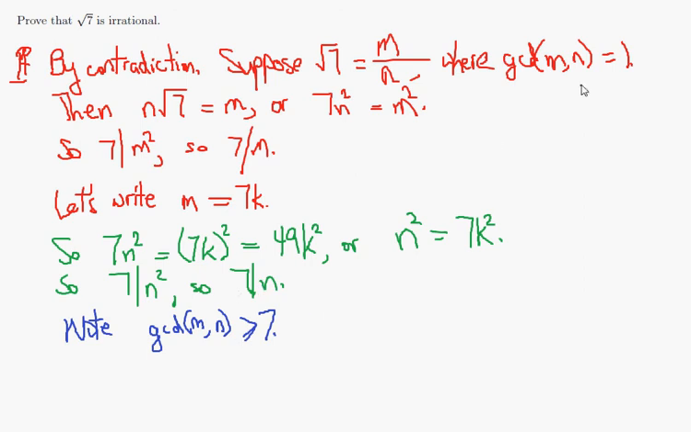That's a contradiction because we assumed that m and n were relatively prime, so that the GCD was equal to 1. So that's a contradiction. And therefore, square root of 7 is not rational. And that's the end of the proof.